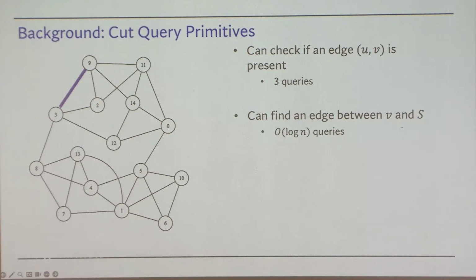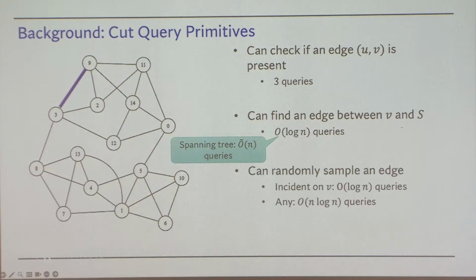More interesting is that you can also find an edge. You can find an edge between one vertex and a subset of vertices. Of course, 3 cuts is going to give you that there is an edge present. To find it, you have to do a binary search, and that's why it's going to take log n queries. And this already gives you a spanning tree computation with n log n many cut queries.